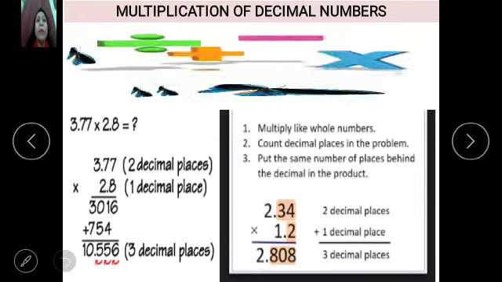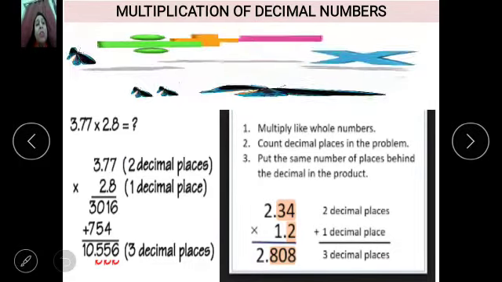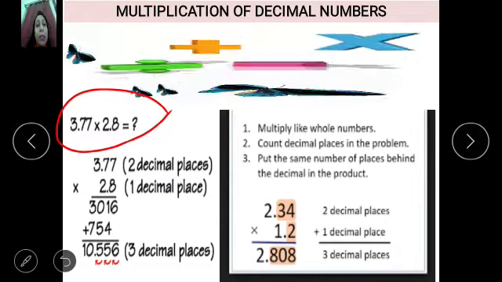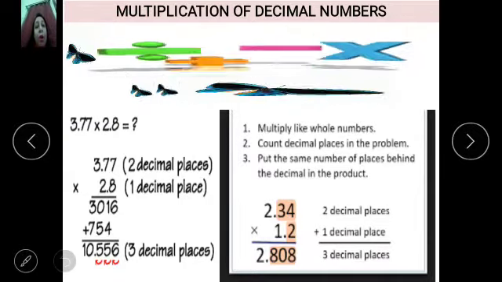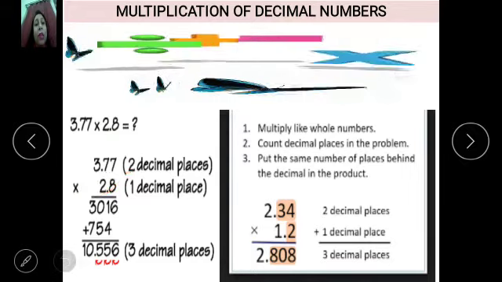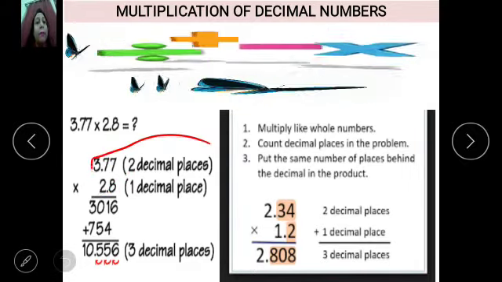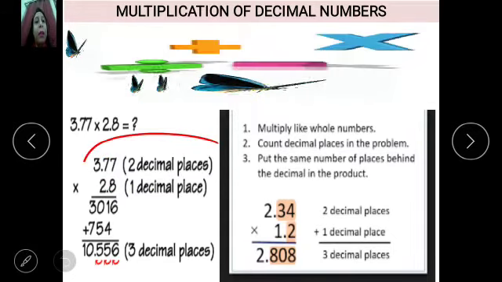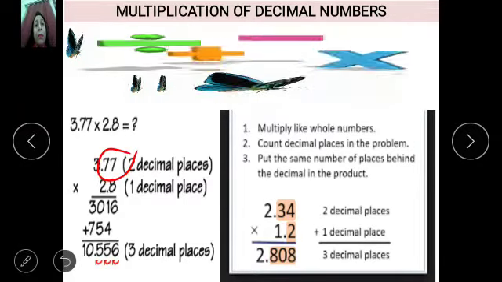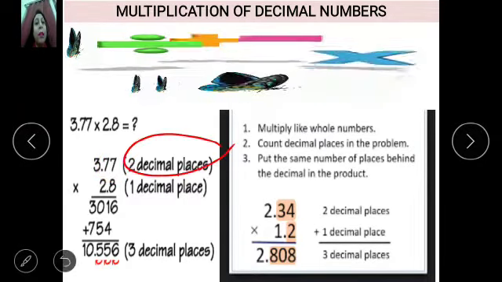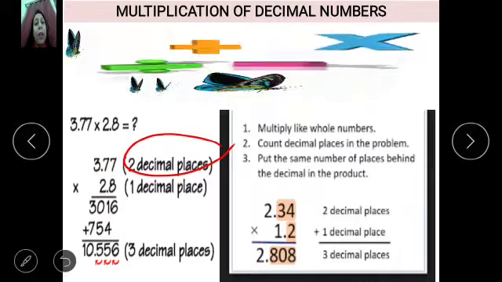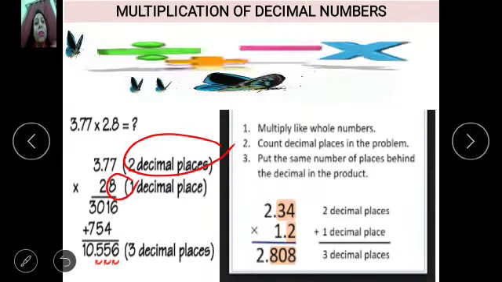So, multiplication of decimal numbers. How to multiply? So here I have taken two numbers, 3.77 into 2.8. Just arrange in a column, 3.77 I have written over there into 2.8. So here you see, in the first number, two decimal places are there. After the decimal, two numbers are there, 7, 7. In the second number, one decimal place is there. After 2.8, after the point one number is present over there, 8.